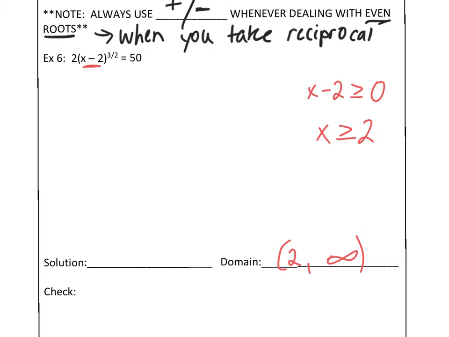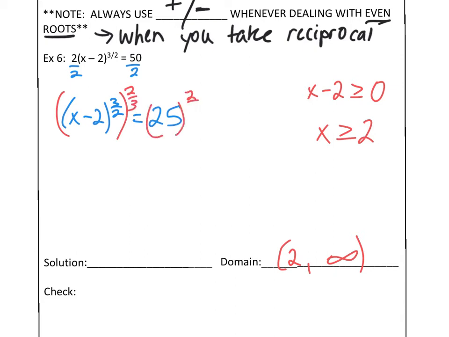And now, time for solving it. What'd you do first? Divide by 2. So I get x minus 2 to the 3/2 equals 25. My reciprocal, 2/3. Is this number even? No, so I'm good. I don't have to worry about plus or minus. So this is just x minus 2.